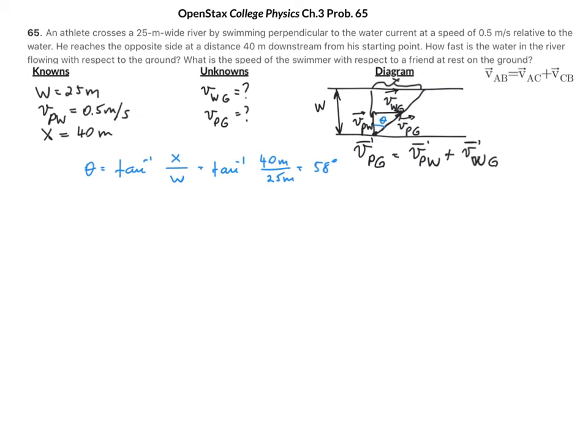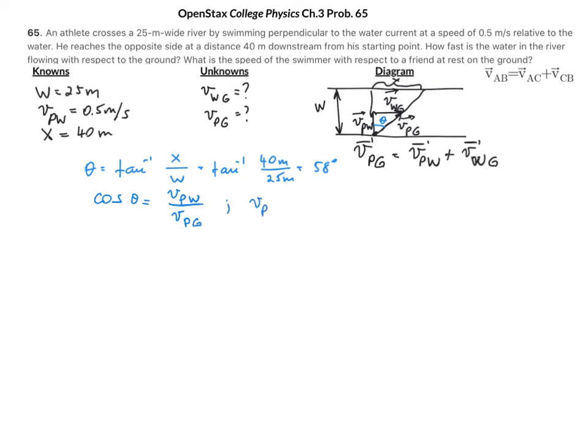Using trig, I can solve for both the velocity of the water relative to the ground and the velocity of the person relative to the ground. So I'll do just that. I will say that cosine theta is velocity of the person relative to the water divided by velocity of the person relative to the ground. So it's adjacent divided by hypotenuse.